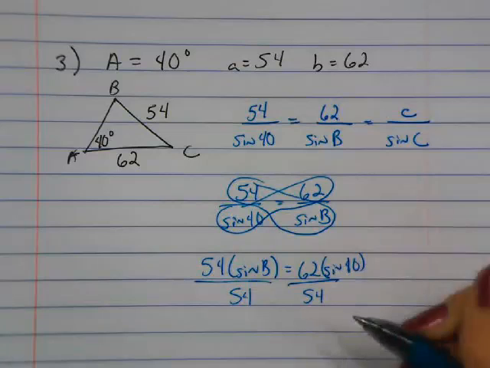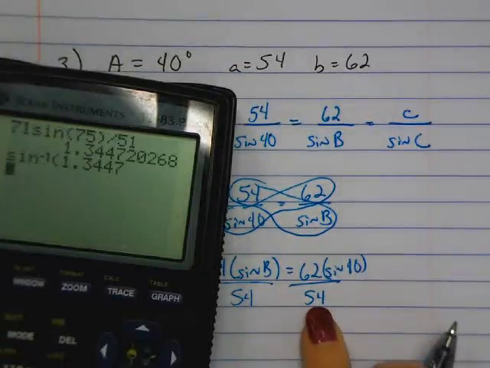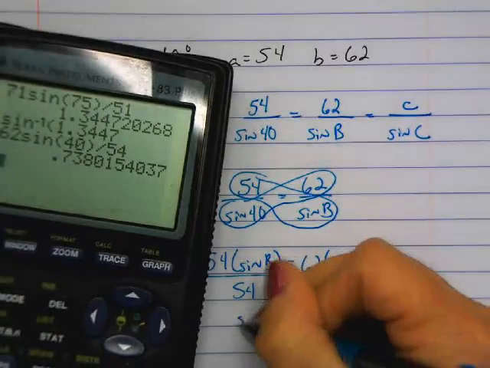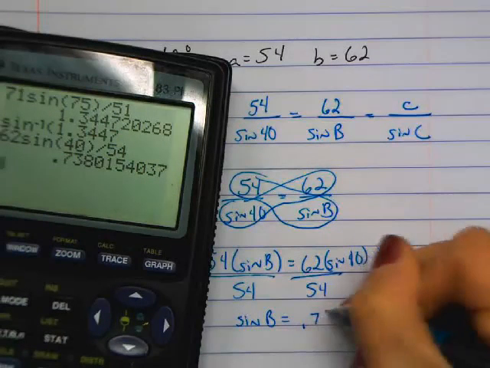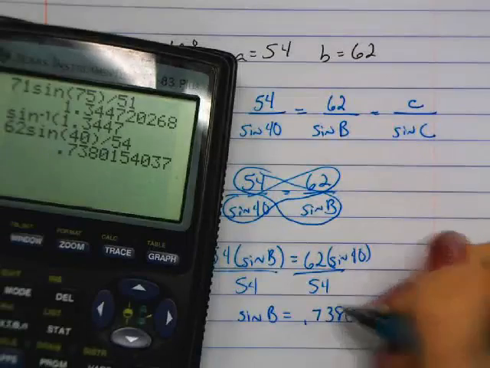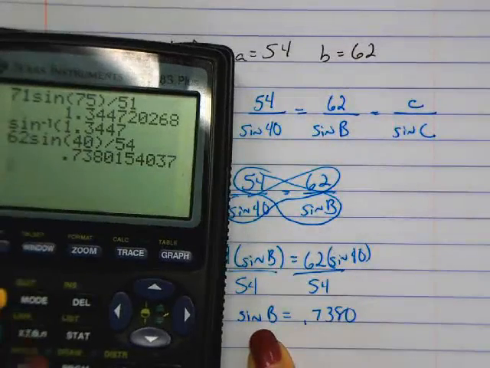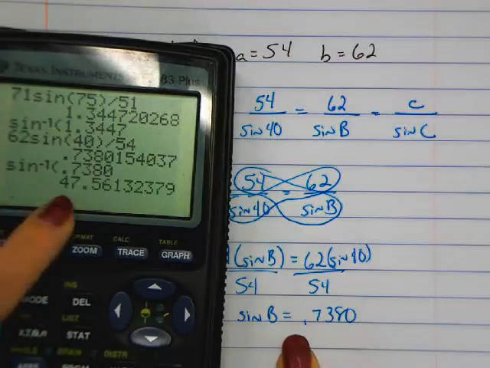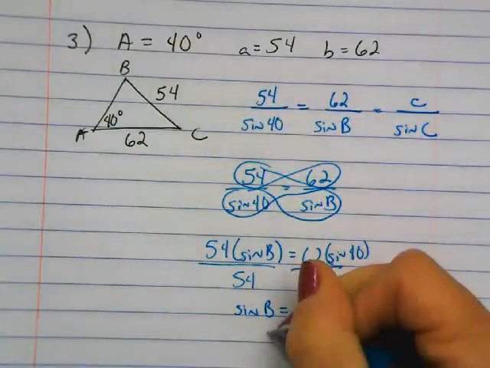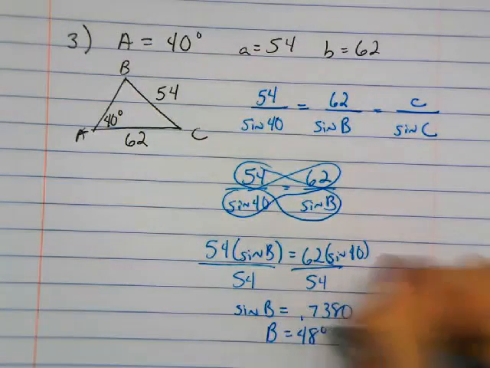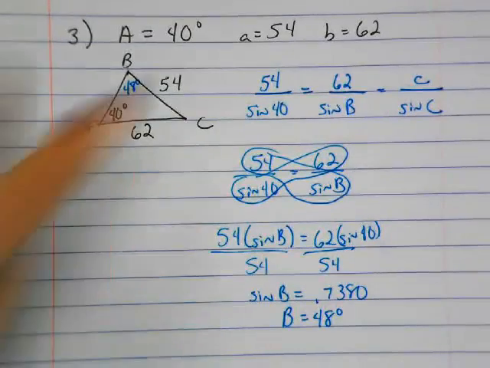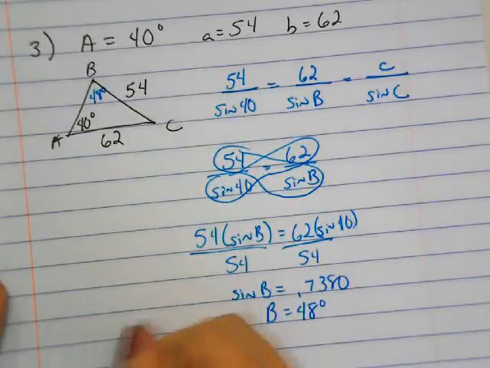So 62 times sine 40, close that parenthesis, divided by 54. Okay, well that's good. At least I'm not going to get an error this time. 0.7380. Alright, how do I undo this? I take the inverse sine of 0.7380, and I'm going to behave myself and round that to 48 degrees. So, B is 48 degrees. Because B is valid, because there was an angle, but wait, I need to test.